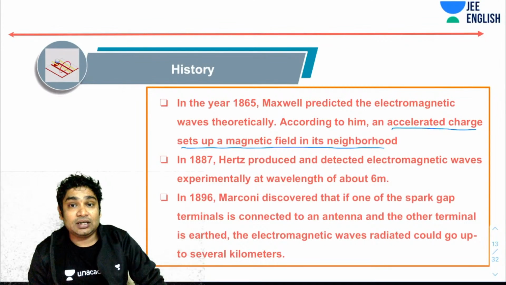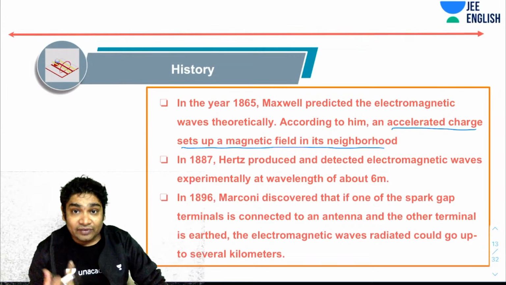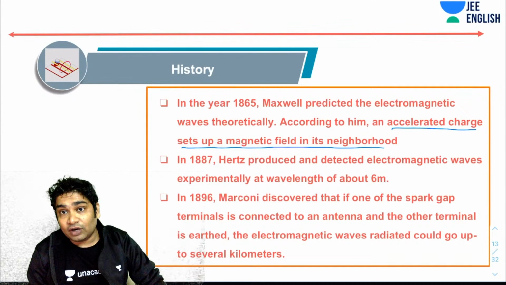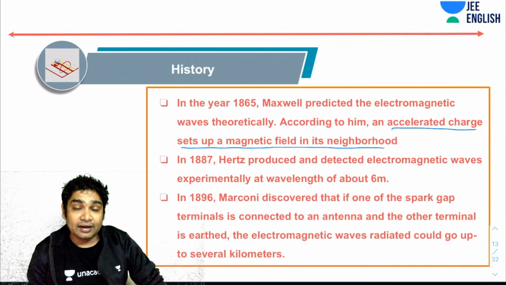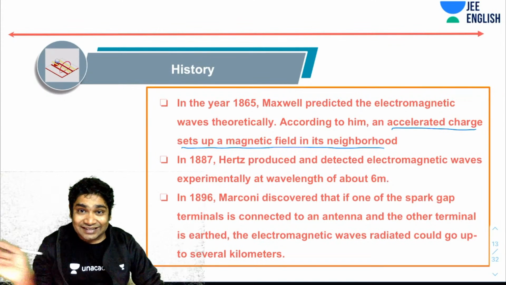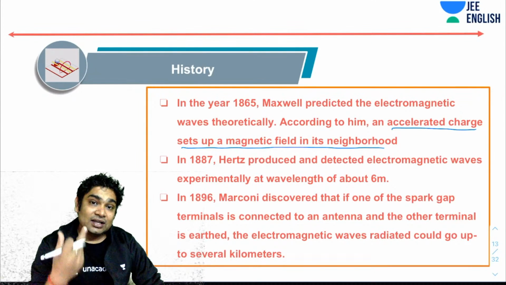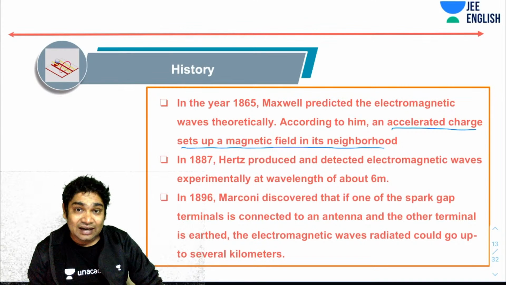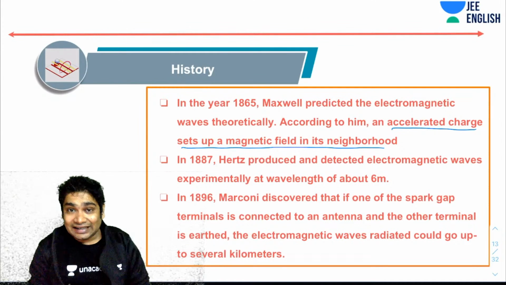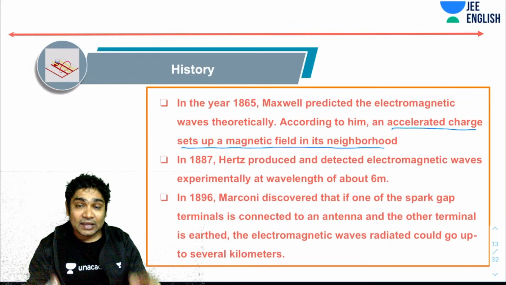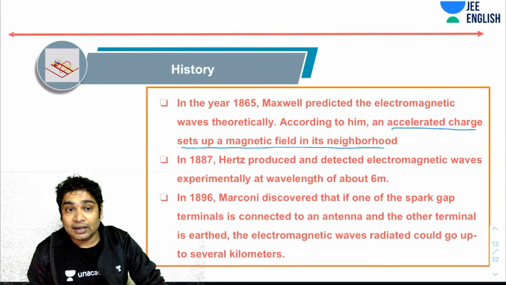So an accelerating charge will actually behave like a variable current. A variable current would produce a time-varying magnetic field in its vicinity and also a time-varying electric field. So that is what he suggested. He suggested that if you have an accelerating charge, then it will establish time-varying electric fields and time-varying magnetic fields in its vicinity, and these fields can propagate, and this is what he proposed would be an electromagnetic wave.